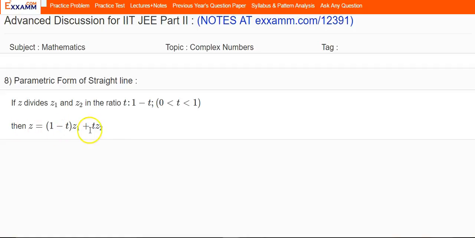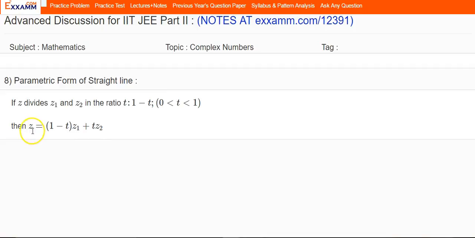If z lies on the line joining z1 and z2, as is required for this to be a straight line, then z would be dividing z1 and z2 in the ratio of t with 1 minus t, where t lies between 0 and 1. This is the way to get the equation.